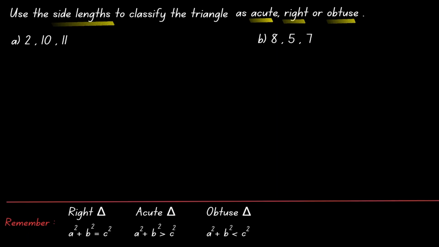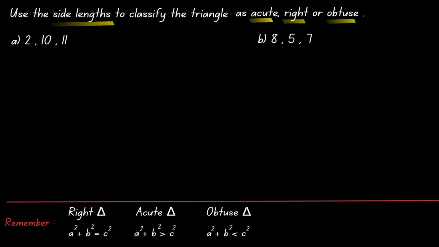If the given lengths fit the Pythagorean theorem, then we can classify that as a right triangle. If a squared plus b squared is greater than c squared, then we can classify that as an acute triangle. And if a squared plus b squared is less than c squared, then we can classify that as an obtuse triangle. Let's take a look at example A.